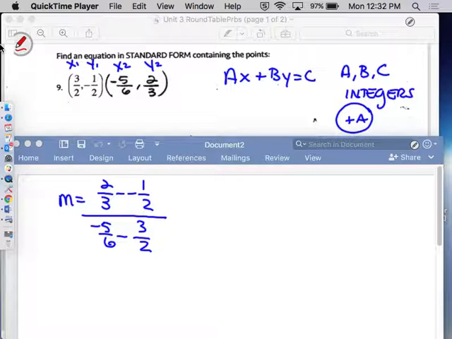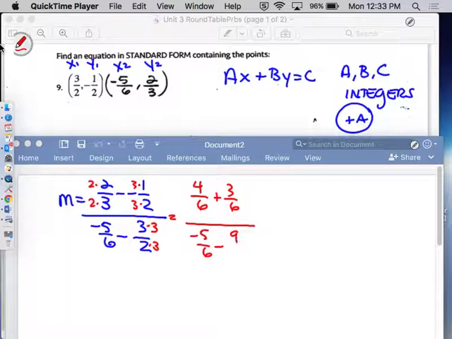So my numerator, I need to pick up a factor of 2, factor of 3, and let's see, my common denominator of the denominator will be 6. So I need a 3 and a 3. So in the next step, let me clean this up. I'm going to have 4 over 6 plus 3 over 6. And then my denominator is going to be negative 5 over 6 minus 9 over 6. Okay, just common denominator skills right there.